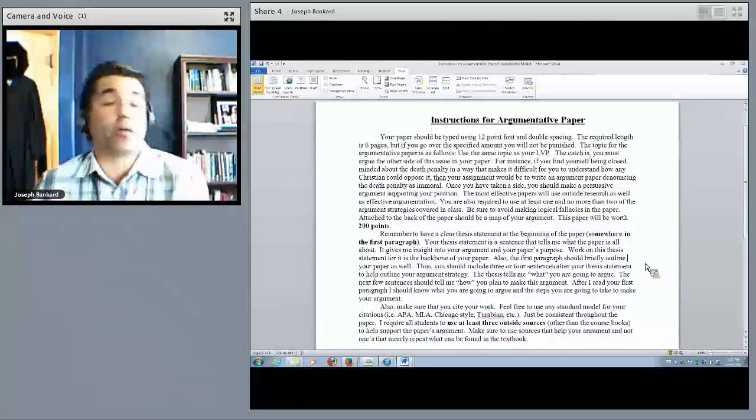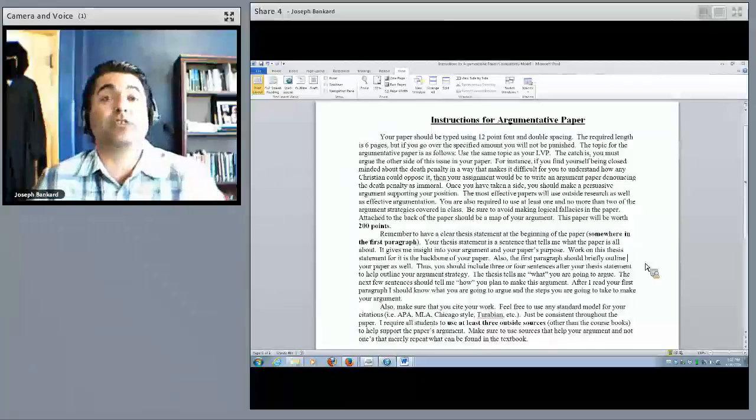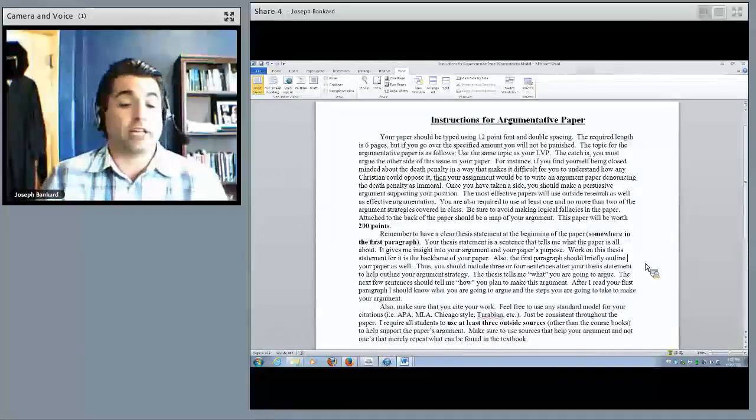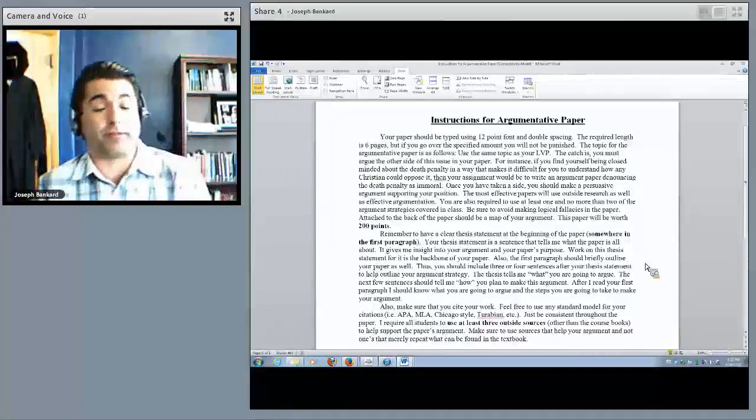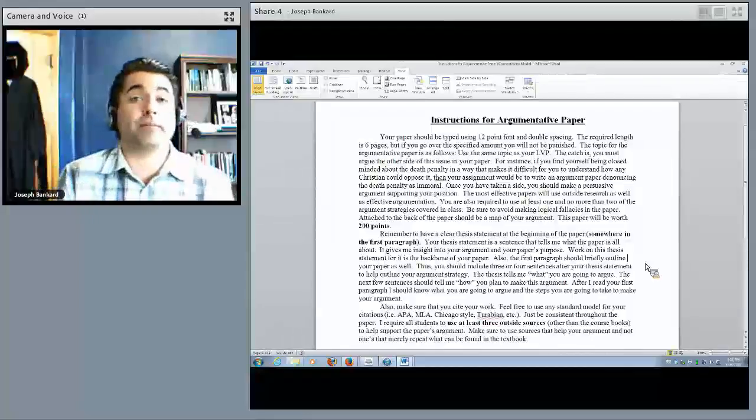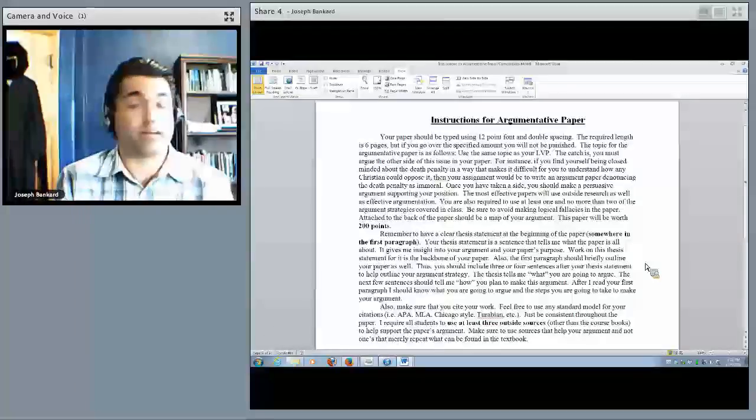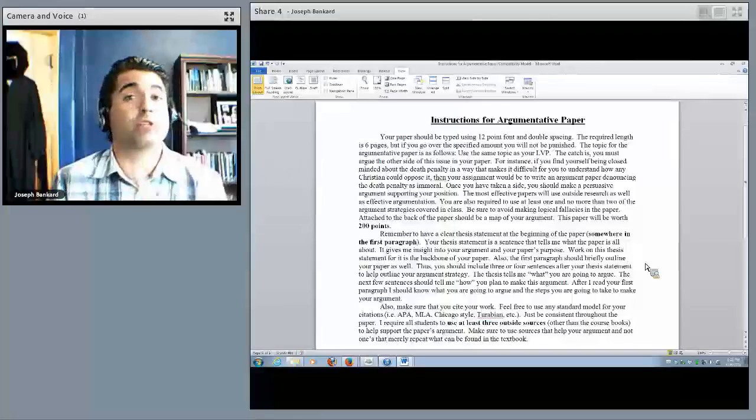The other problem that students often have in these papers is they try to give me too many arguments. So let's say you're going to write a paper about the death penalty. You end up giving me 5 arguments about the death penalty, each of them only 1 paragraph long. That is a bad argument.